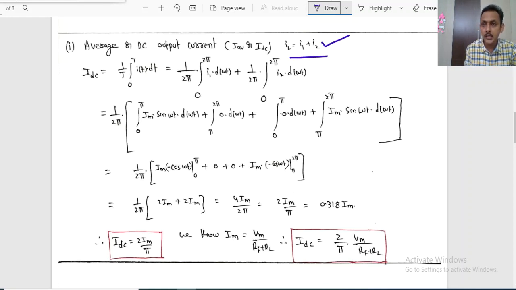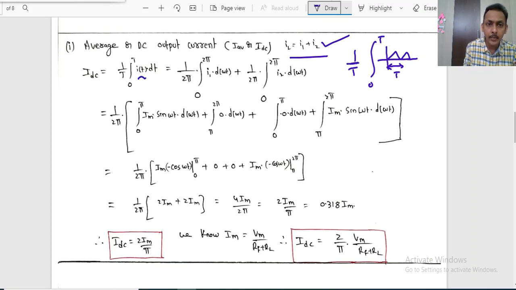Now what about the DC component? If any waveform is given and you are asked its average value, what do we do? We take its integral within the limits 0 to the time period T and divide by T. For any given waveform, simply take the integration of that waveform within the limits 0 to T and divide by T. That is what we are going to do here.